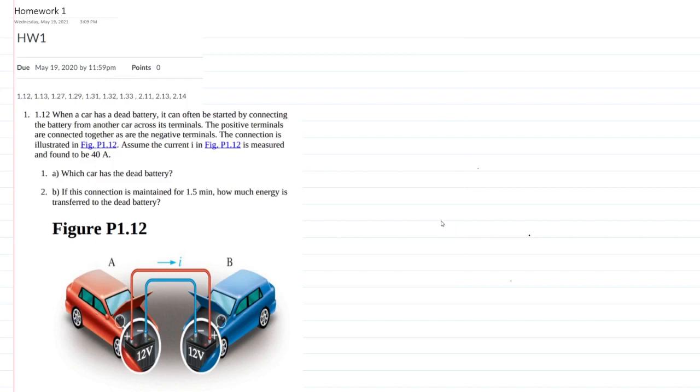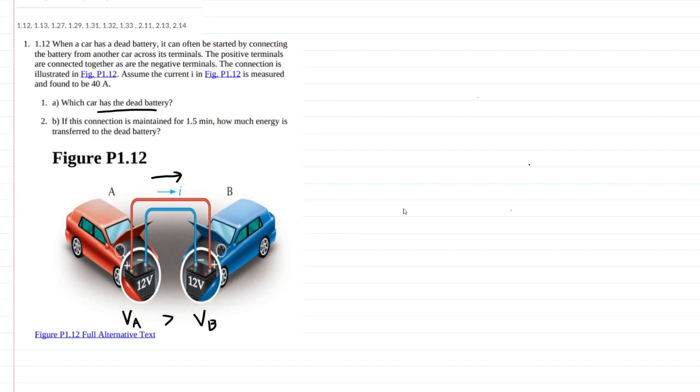Alright, so for the first problem of homework 1, we're tasked to find out which one of these two cars has the dead battery first. The most important thing to notice is that the current flows from car A, or I should say battery A, to battery B, which means that the voltage of battery A is greater than the voltage of battery B.